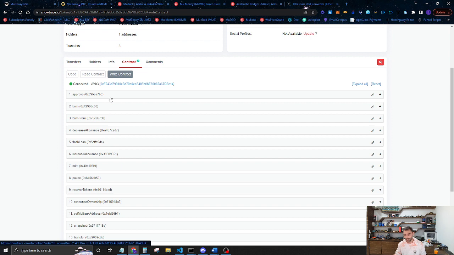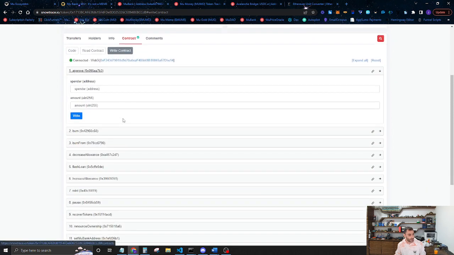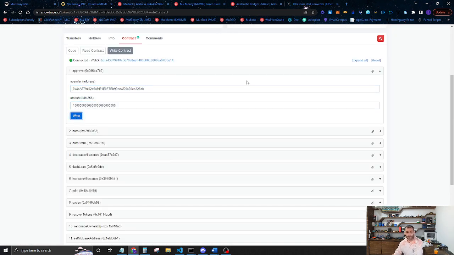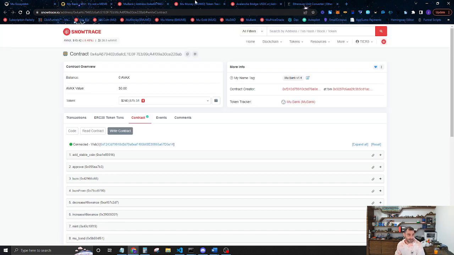all right? Because however much of your Mu money that you want to redeem, it's going to take it and burn it out of circulation so it no longer exists, basically light it on fire, and then it's going to give you back stable coins in exchange. So we're just going to approve that Mu Bank address, and we're going to approve it to spend some of our Mu money. All right, so now we're going to approve the Mu Bank. Now that's getting approved.